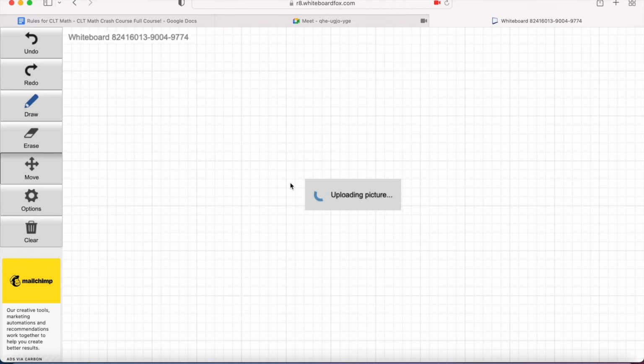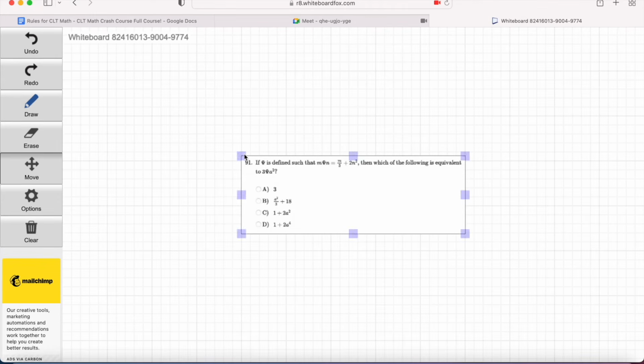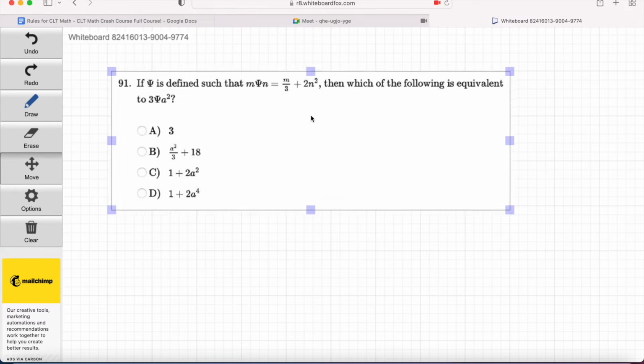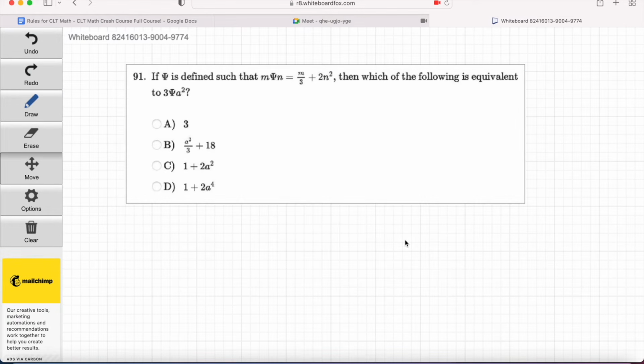weird symbol question. Go and read 91 for me, please. If weird symbol is defined such that m weird symbol n equals m over 3 plus 2n squared, then which of the following is equivalent to 3 weird symbol a squared? Now this is a little bit different here.